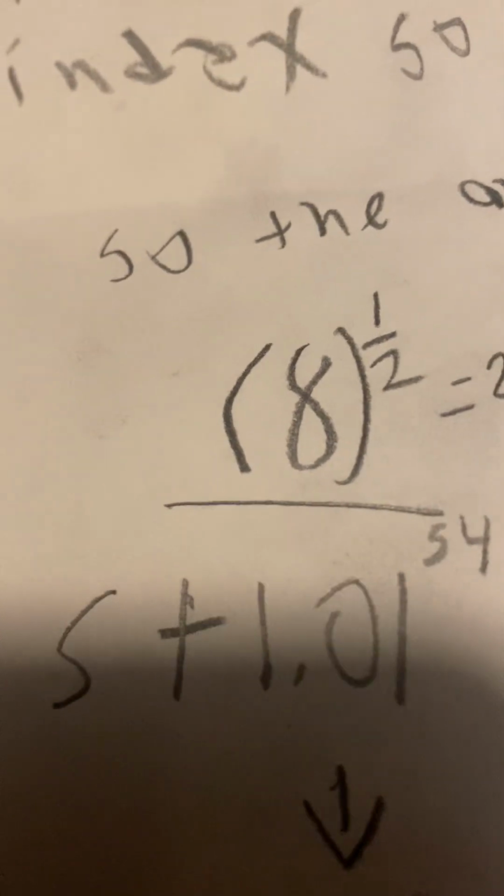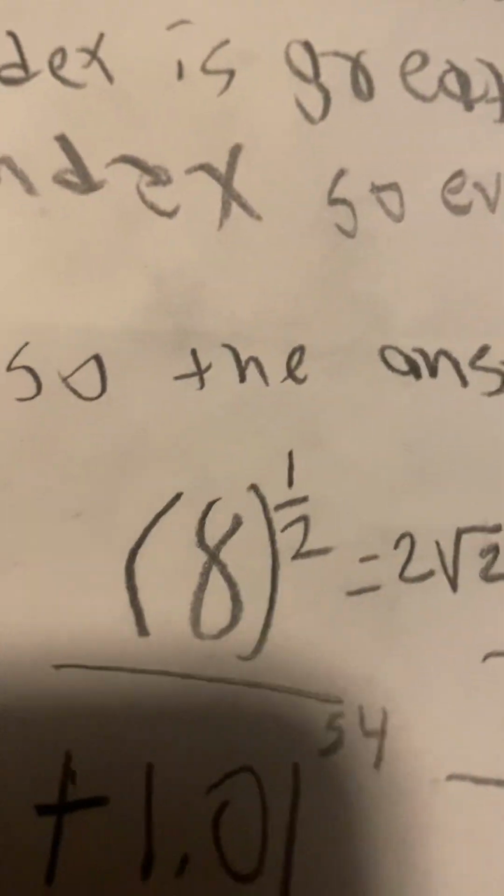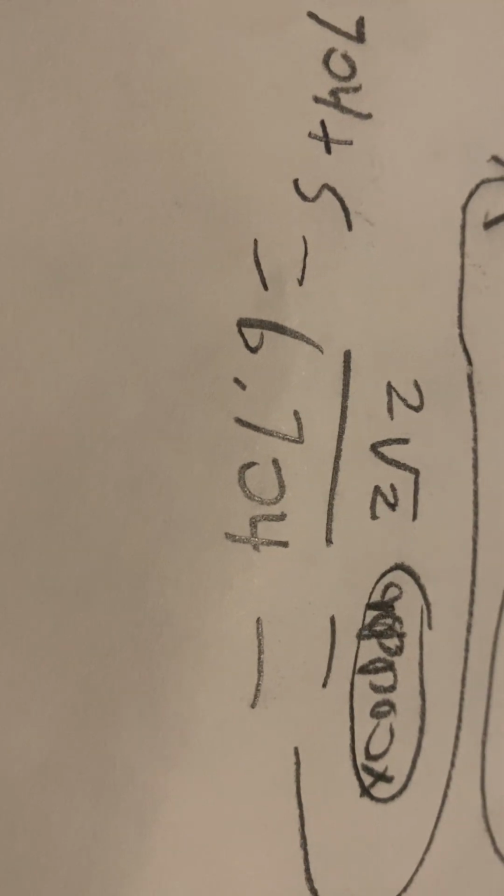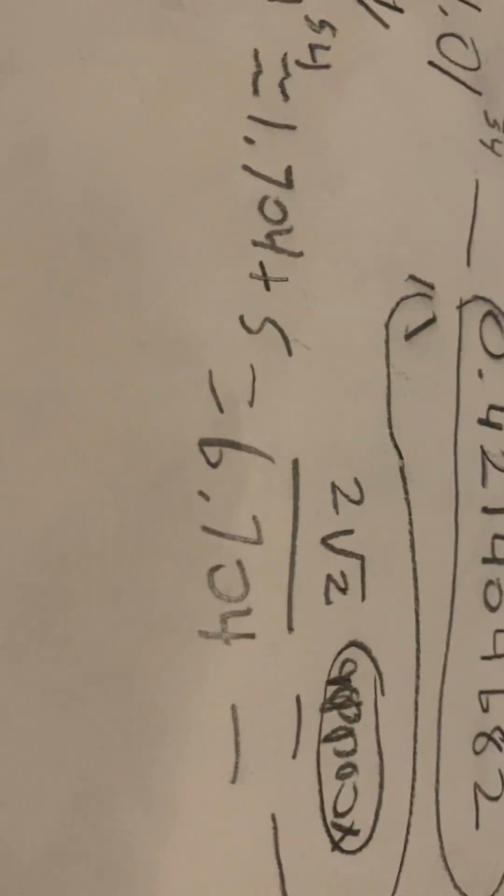This is it. Isn't that really easy? Well, plus 0 of course, but that doesn't matter. So this is it. And 8 to the 1 over 2 power equals about 2 square root of 2. Also 1.01 to the 54 equals about 1.7, which gives 6.7. Now it's only 2 square root of 2 divided by 6.704. And you can even put this in your calculator. It would equal about 0.4214044682. And that's our final answer.